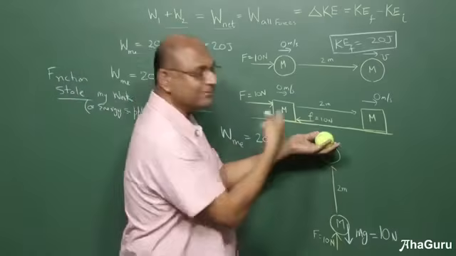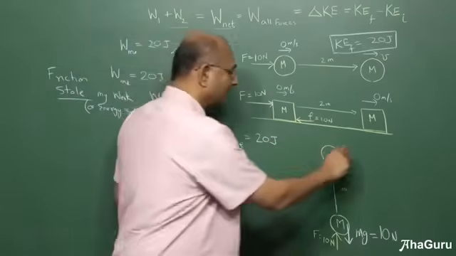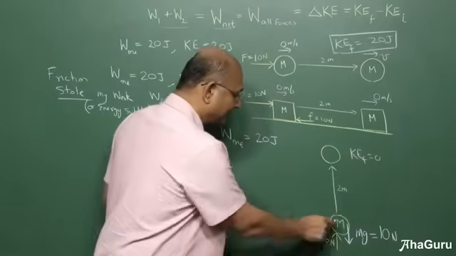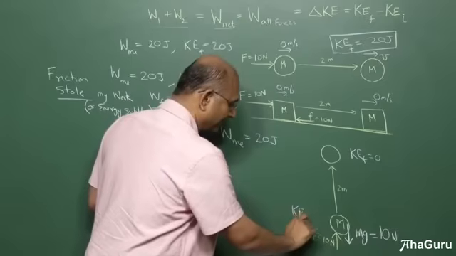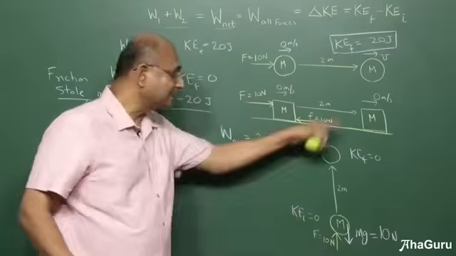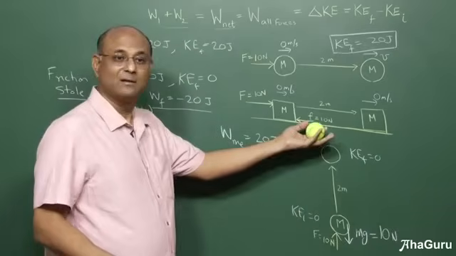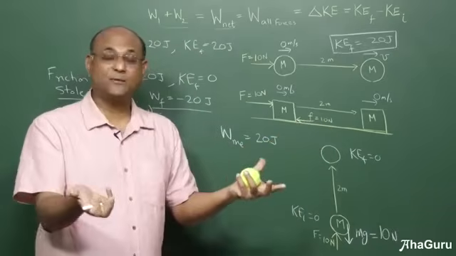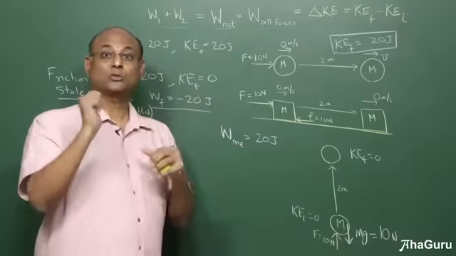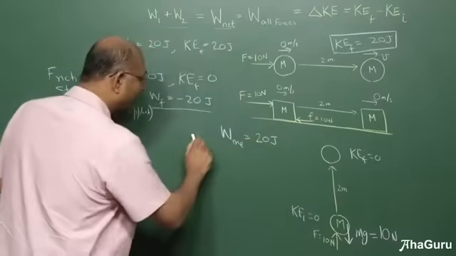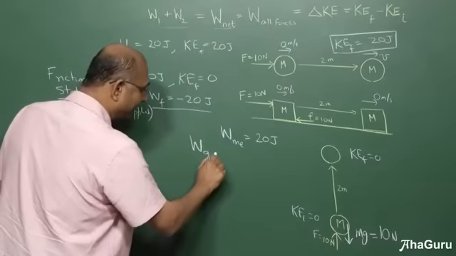What is the kinetic energy of the object there? 0. So here kinetic energy final 0. What is the kinetic energy initial? 0. What is the change in kinetic energy? 0. Okay, but I did work. There is no friction in this case for friction to steal. So who stole the energy? Gravity stole the energy. Work done by gravity.